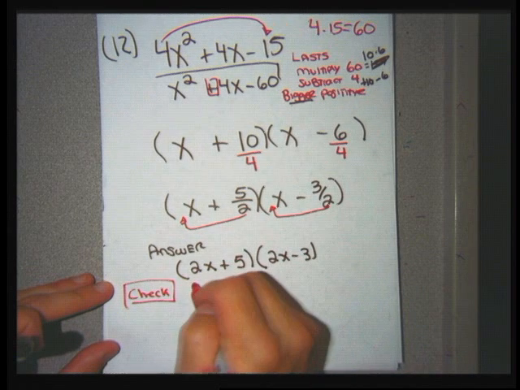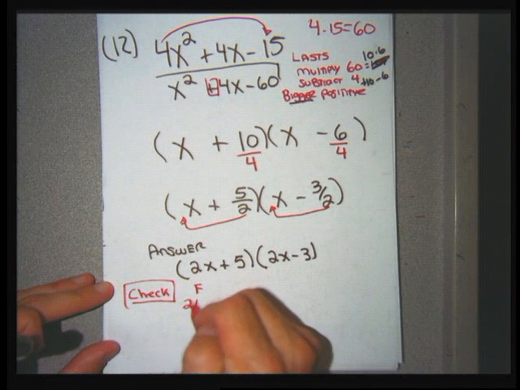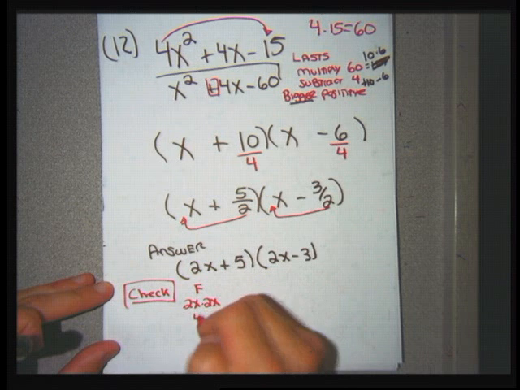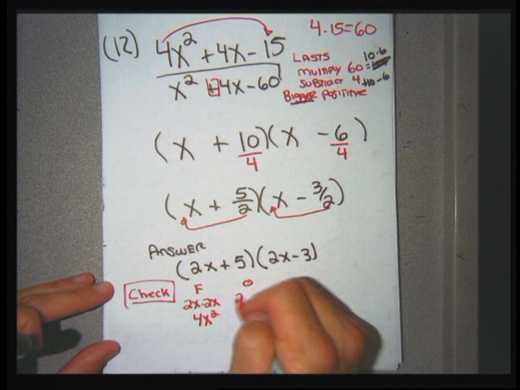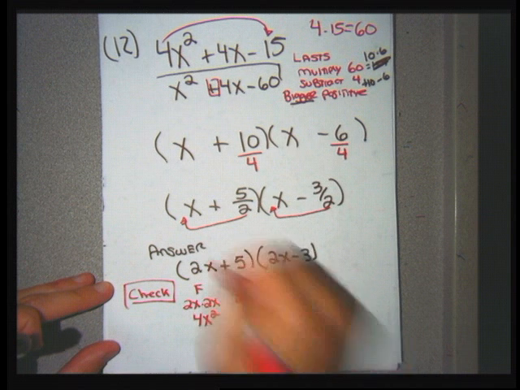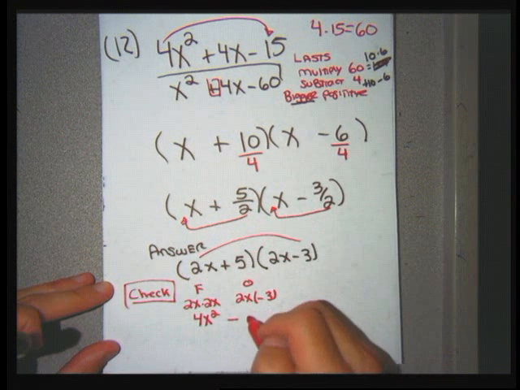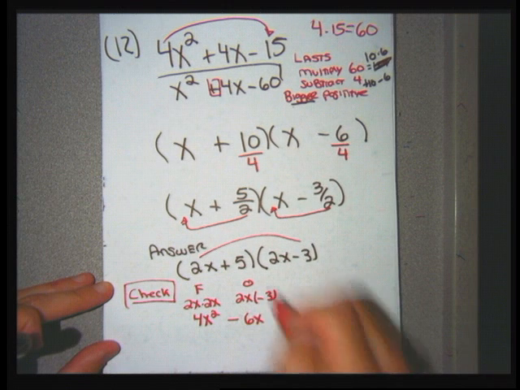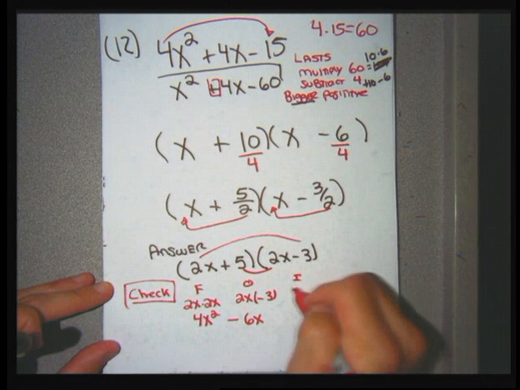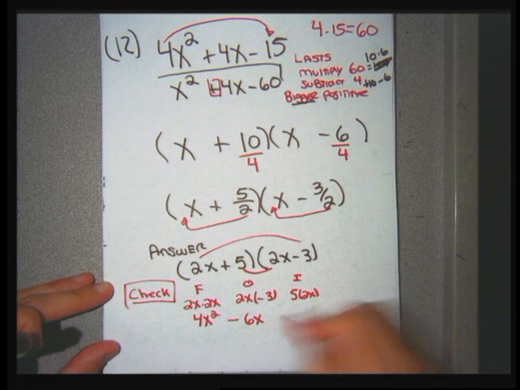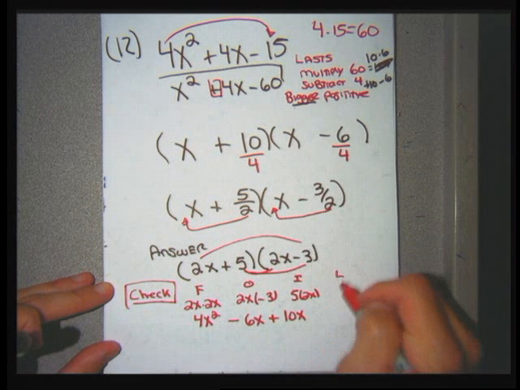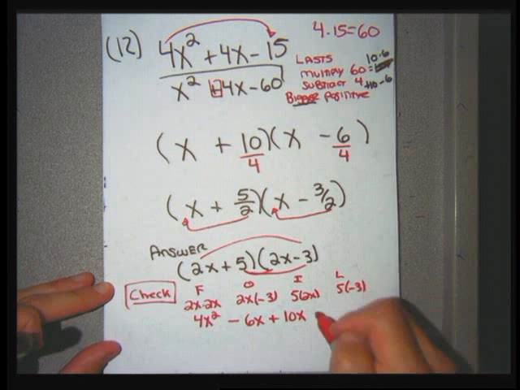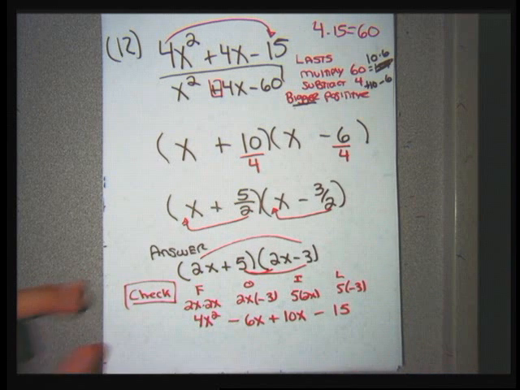For checking here, I'm going to do my firsts, and I'll do 2x times 2x and get 4x squared for the first. The outers are 2x times minus 3. Positive times the negative is a negative. I multiply the 2 and the 3, and I get a minus 6x. The inners are positive 5 times 2x. Positive times a positive is a positive. I multiply the 5 and the 2 and get a 10. I leave the x. The lasts are 5 and a negative 3. Positive times a negative is a negative. I multiply the 5 and the 3 and get 15.